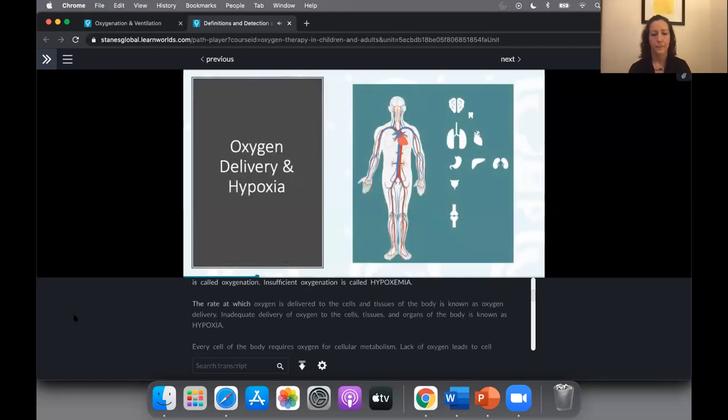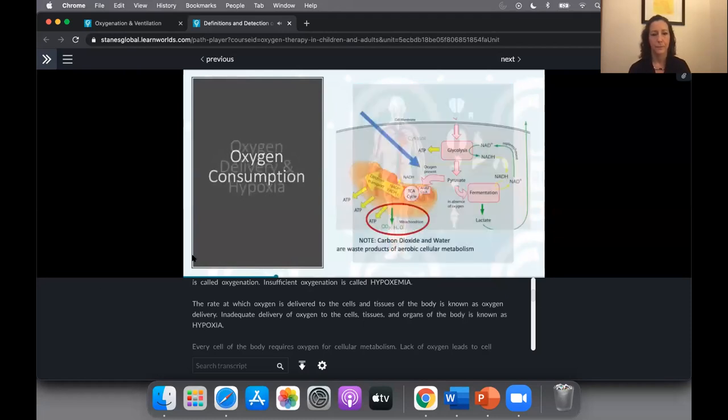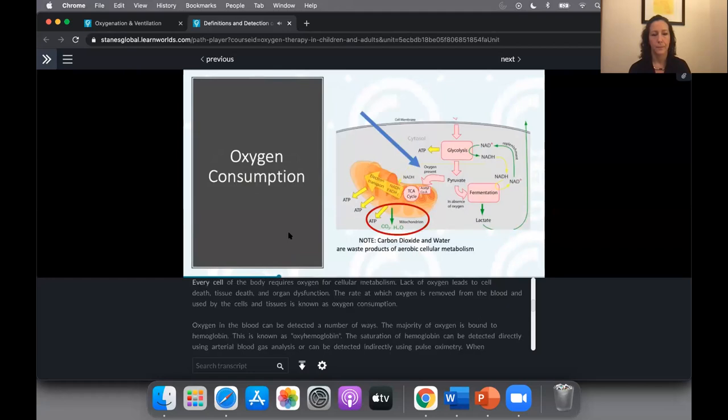The rate at which oxygen is delivered to the cells and tissues of the body is known as oxygen delivery. Inadequate delivery of oxygen to the cells, tissues, and organs of the body is known as hypoxia. Every cell of the body requires oxygen for cellular metabolism. Lack of oxygen leads to cell death, tissue death, and organ dysfunction. The rate at which oxygen is removed from the blood and used by the cells and tissues is known as oxygen consumption.